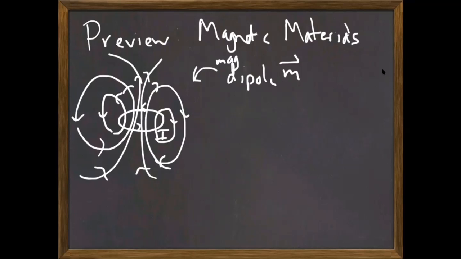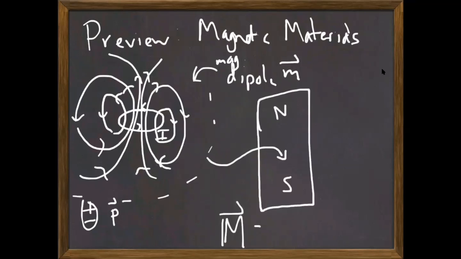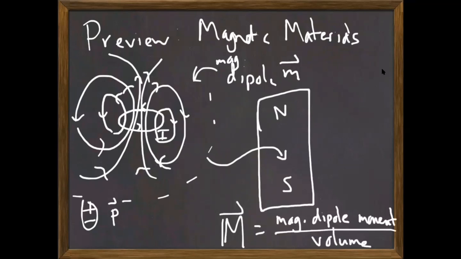This is in direct analogy to the little electric dipole moment, vector P, that created a sort of similar looking electric field. Then when I stick a bunch of those atoms together into a magnet, each little atom is a magnetic dipole, and the whole magnet overall has some magnetization, capital M, which is a magnetic dipole moment per unit volume. And so this is in direct analogy to the polarization P from dielectric materials. And that's the starting point for chapter 6.